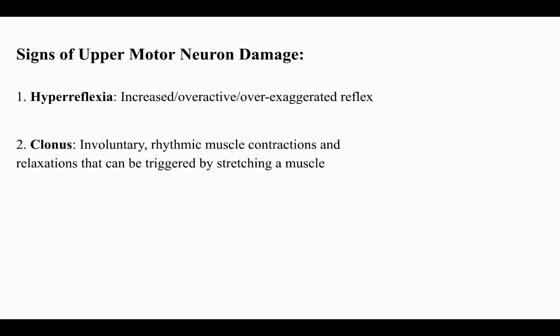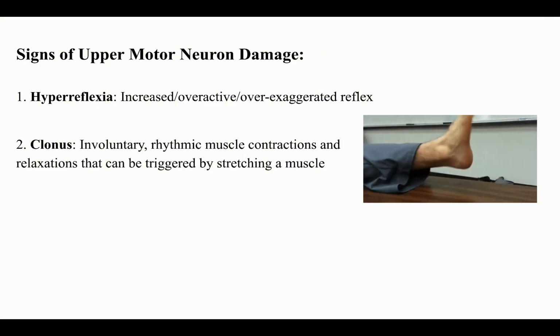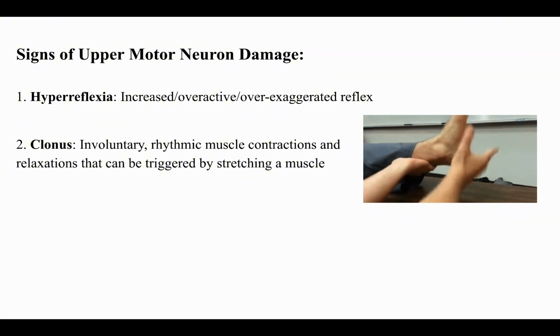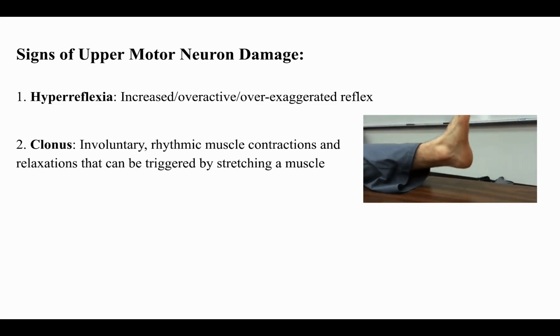Now the second one is clonus, which is involuntary rhythmic muscle contractions and relaxations that can be triggered by stretching a muscle. So in this little video, we can see a person push up on the foot, and now the patient's leg is contracting back and forth involuntarily. So this is an example of clonus and a sign of upper motor neuron damage.